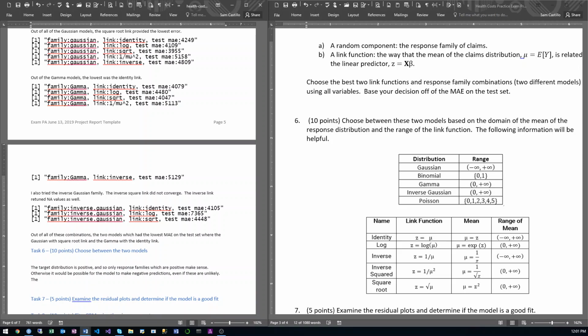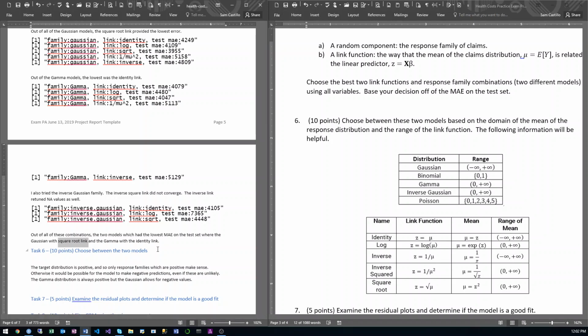The gamma distribution is always positive, but the Gaussian allows for negative values. And we're also looking at the two link functions. So the first model was the Gaussian with the square root link, and the second model was the gamma with the identity link.